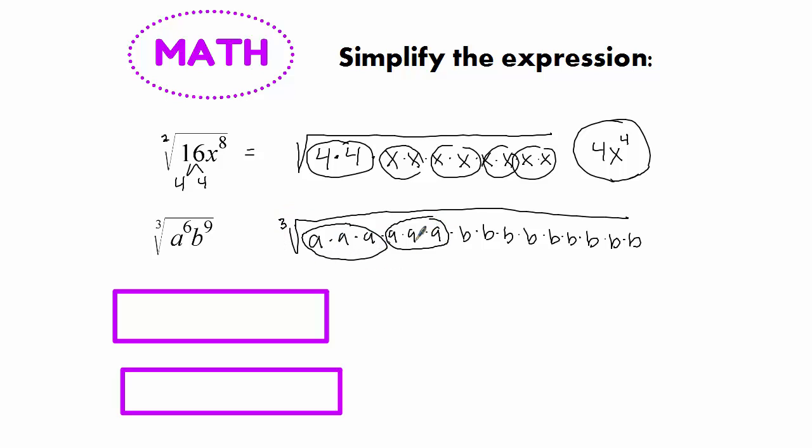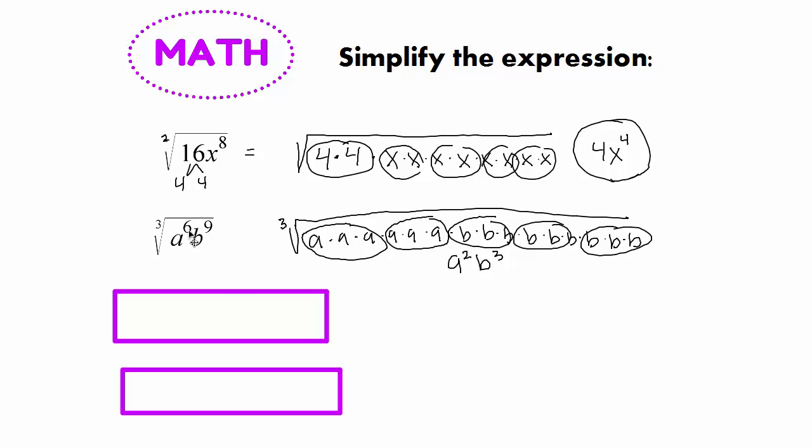Just put that 3 there. That means they get to go out. So since I have 2 groups, I'm going to represent that as a squared. Then my b's, I have 1, 2, 3 groups of b's, so I'm going to represent that as b cubed. And I have nothing left inside, so that is my answer, a squared b cubed.